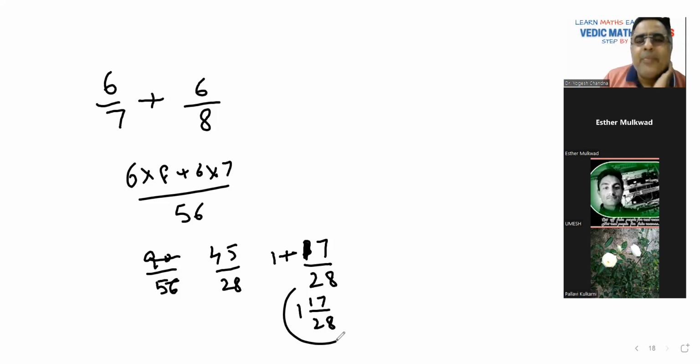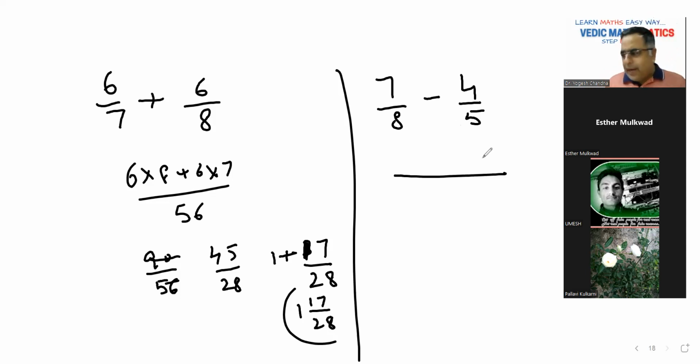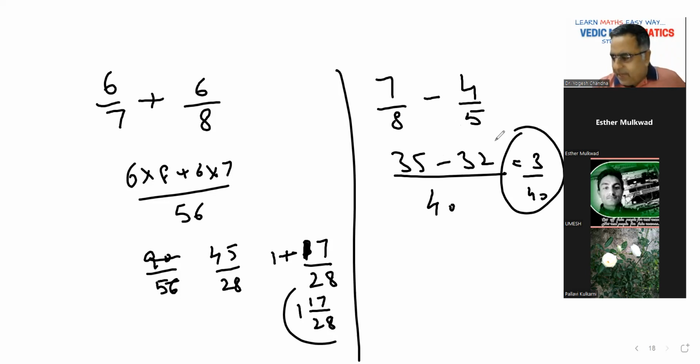Okay. Similarly, if it is subtraction, 7 by 8 minus 4 by 5. The same rule applies. No need to find the LCM, nothing at all. 40, 35, 32. So 3 by 40. Is it clear? Yes, sir. Any doubt, any questions you have?